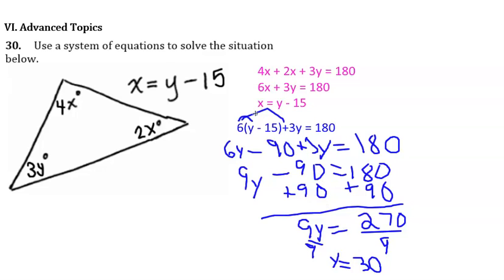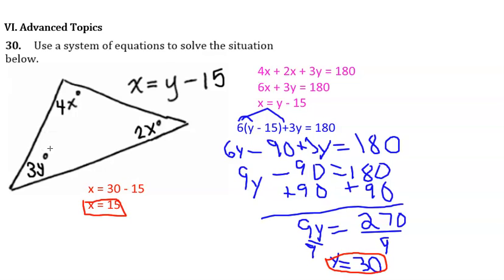So we can plug that back into this equation to find x. So we have x equals 30 minus 15. X equals 15. So we have x equals 15 and y equals 30.